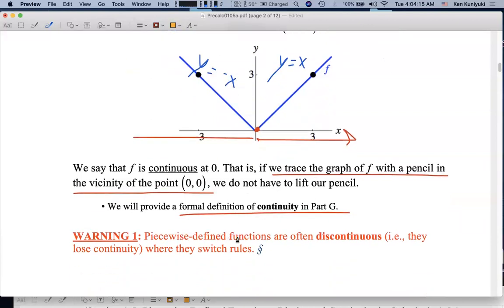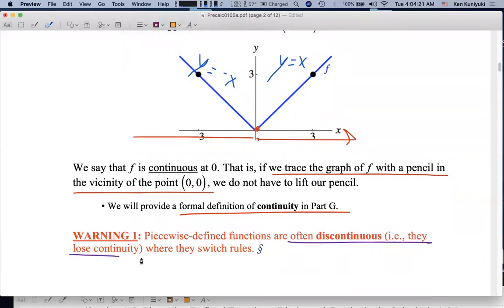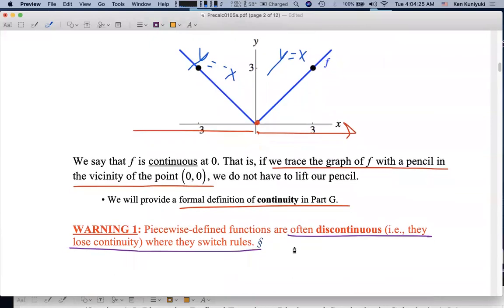One reason why piecewise functions are interesting is that they're often discontinuous. They often lose continuity, especially when they switch rules. Then something like this might be happening. And that's when things get really interesting. That's why your first chapter in a calculus book will often focus on piecewise functions, because you might get jumps like this where you have discontinuity. Next up, how do you evaluate piecewise functions more generally?